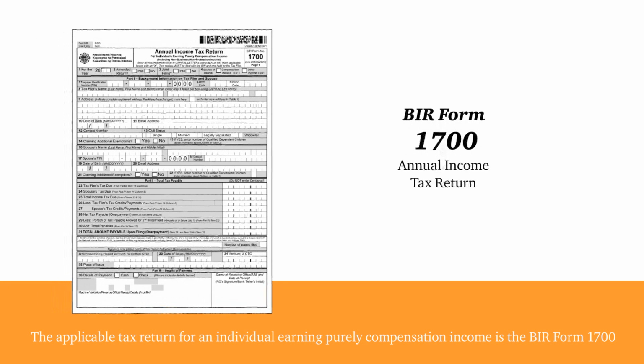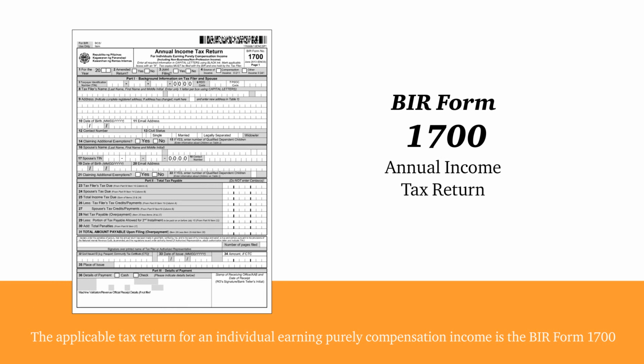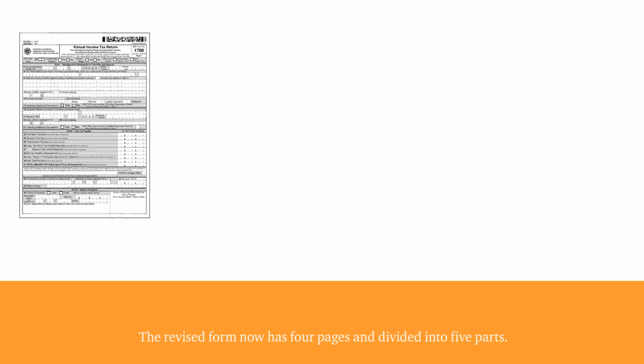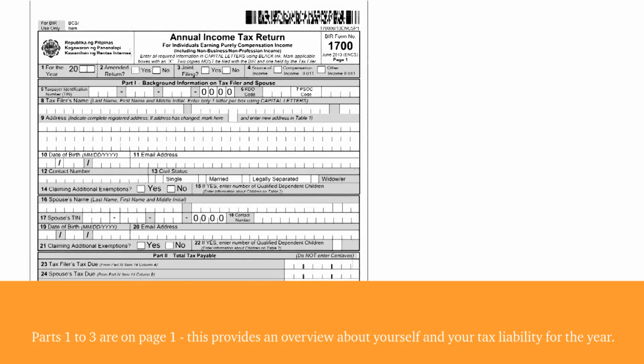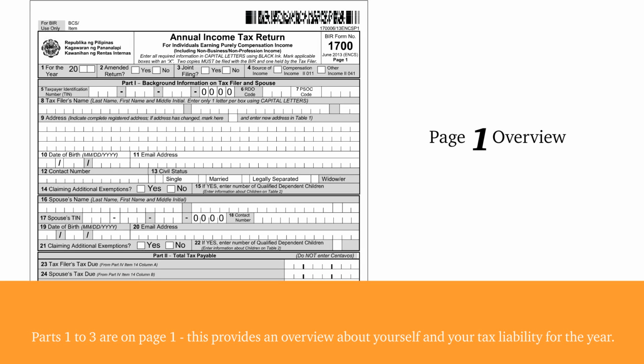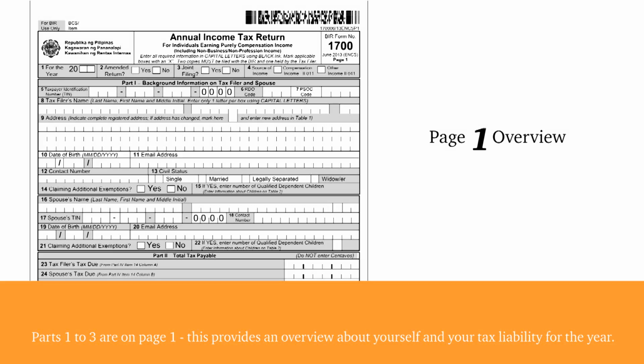The applicable tax return for an individual earning purely compensation income is the BIR Form 1700, the latest version of which was released only in January. The revised form now has 4 pages and is divided into 5 parts. Parts 1 to 3 are on page 1.